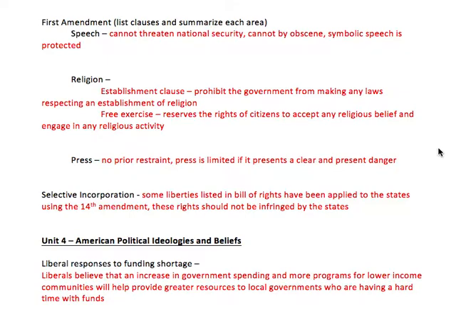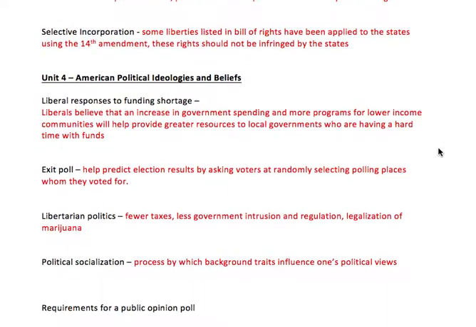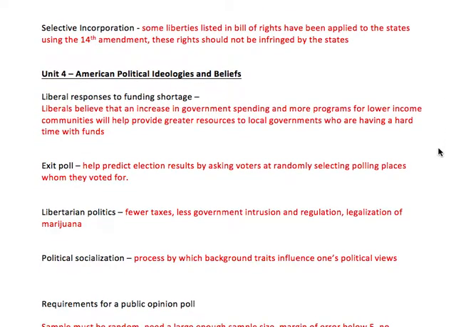Then there's the freedom of press, no prior restraints, so they can't stop things from going out, but it can be limited if it presents a clear and present danger. And the biggest thing to know, again, for your amendments, selective incorporation: some liberties listed in the Bill of Rights have been applied to the states. They use that Equal Protection Clause of the 14th Amendment to do so.